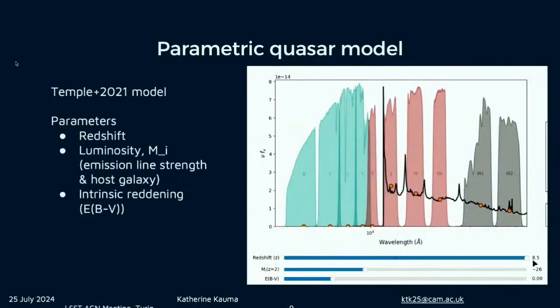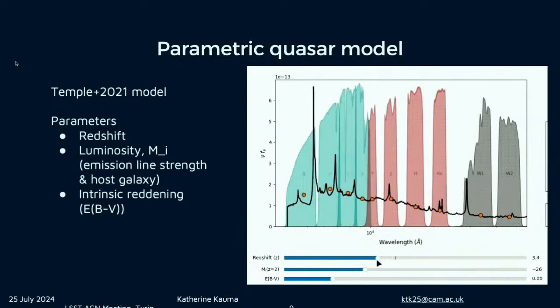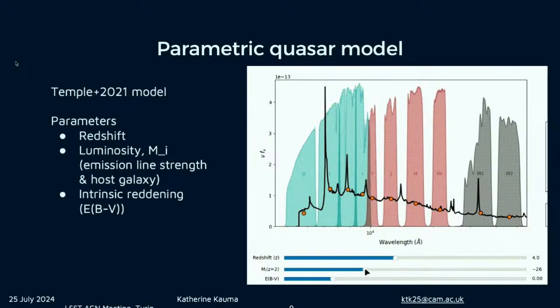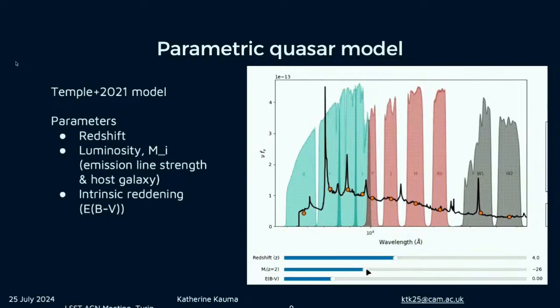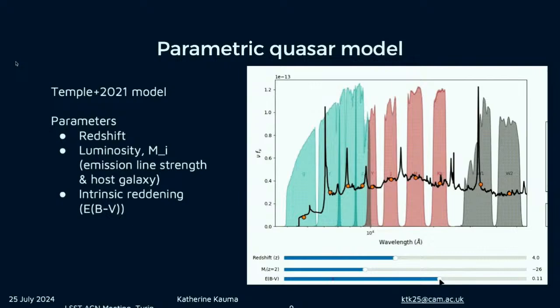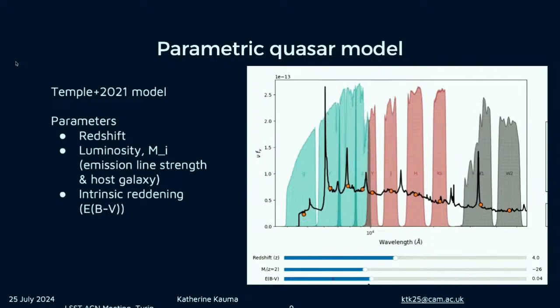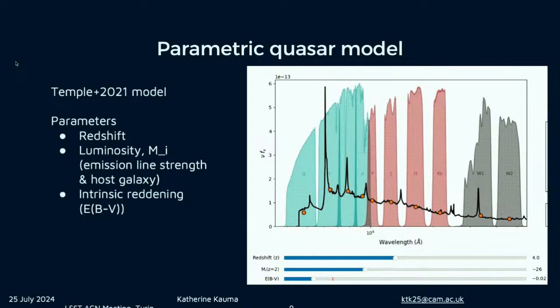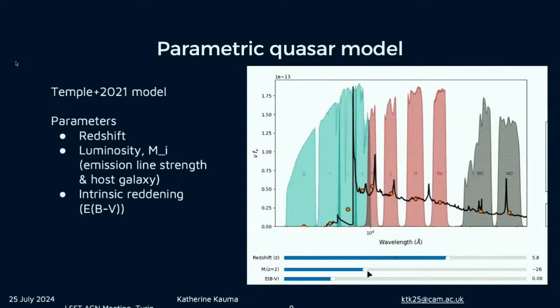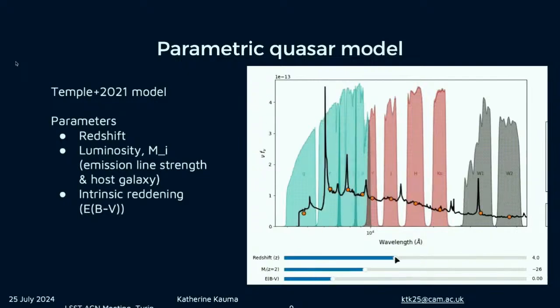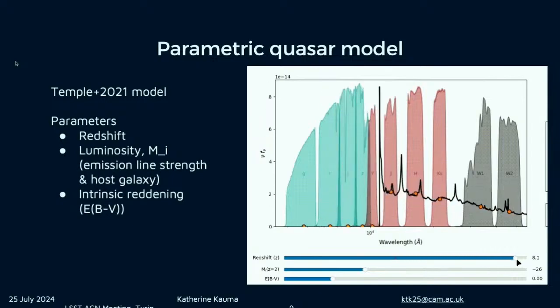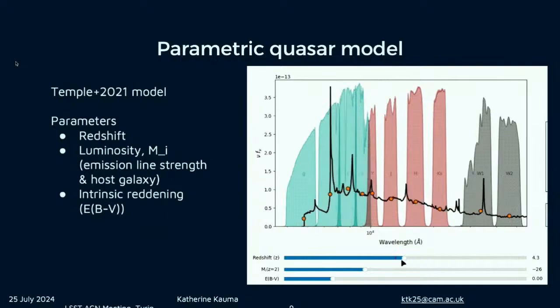So this is the model that I'm using. This is Matthew's models, the Temple 2021 models that quite a few of you are also using. I focus on 3 independent parameters, which are the redshift, the luminosity, and the intrinsic reddening. And I tie an additional parameter to the luminosity, which is the I band magnitude at redshift 2, which basically under the hood controls the host galaxy contribution and the emission line strength. So by tying that to luminosity, we can create a self-constrained Baldwin effect within the photometry. This is just an example of how changing these parameters changes the spectrum.